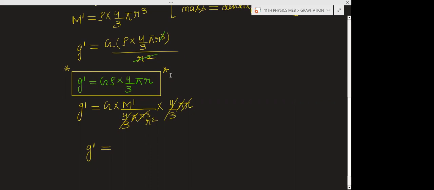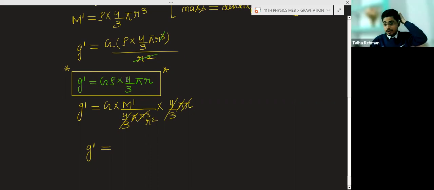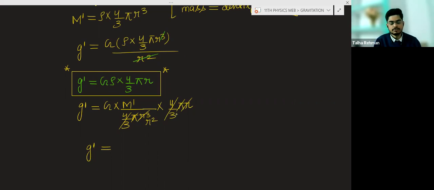Okay. So this is also a formula, but this is not a famous formula. The famous formula we will get later. So this g dash is equal to G into m. When you put the value of density rho, m dash by this, you will get G into m dash.